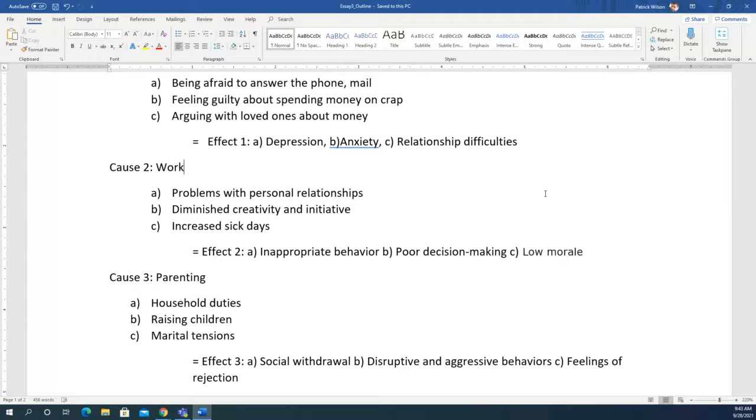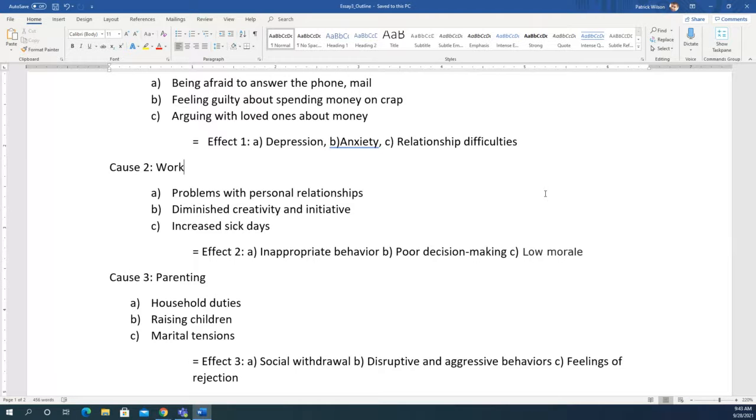And then we have effect 2, which would be your 4th paragraph here. Could lead into inappropriate behavior, not only at work, but also at home. Obviously, poor decision making, right? If you don't feel like you're being valued at work, you're going to make some poor decisions. Some could be physical or mental. Some could be financial poor decisions, and low morale.